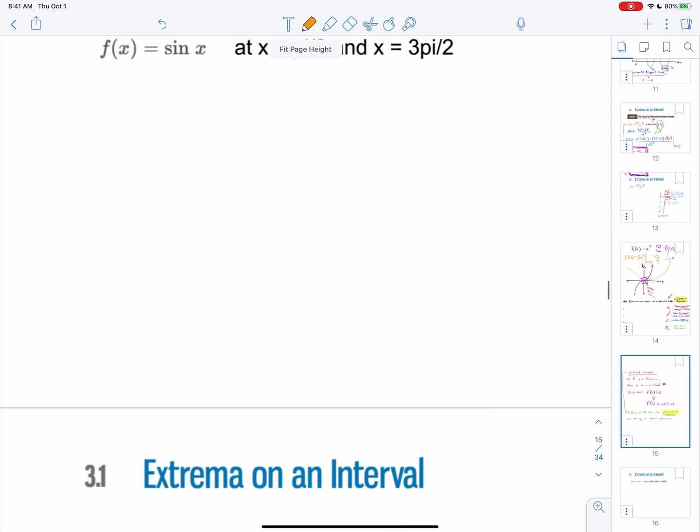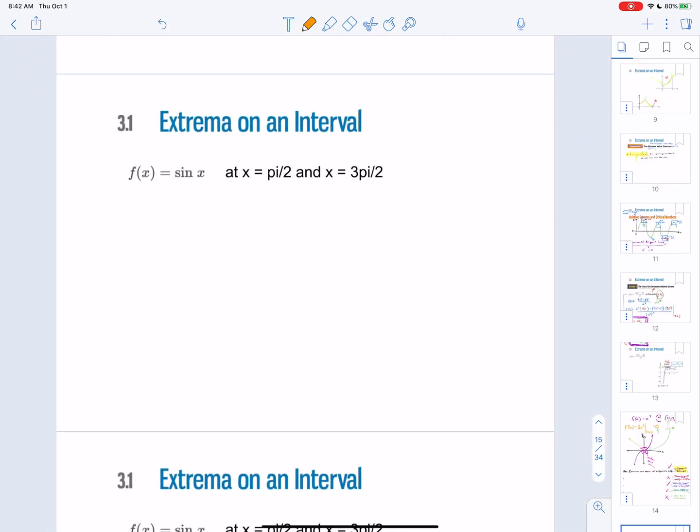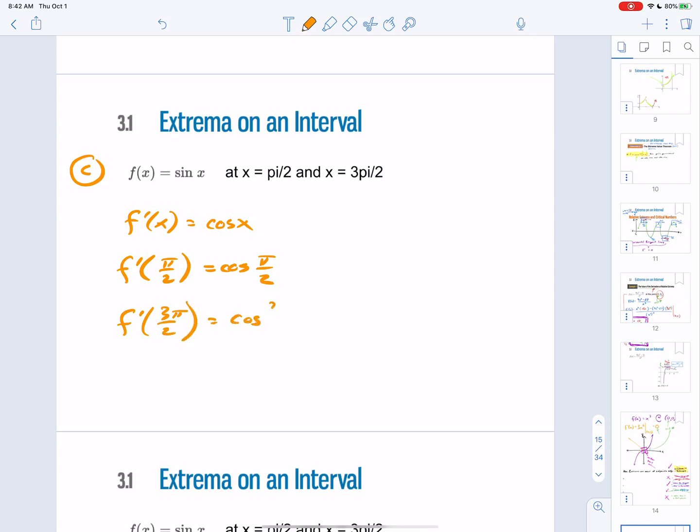So here we go. Same thing here, just to make sure that we understand the problem. Here's part C. Go ahead and find the derivative or the slope of the tangent line at these 2 points, or these 2 x values, I should say. Press play whenever you're ready. So here, the derivative of sine is cosine x. The derivative at pi over 2 should be the cosine of pi over 2, and the derivative at 3 pi over 2 is the cosine of 3 pi over 2.